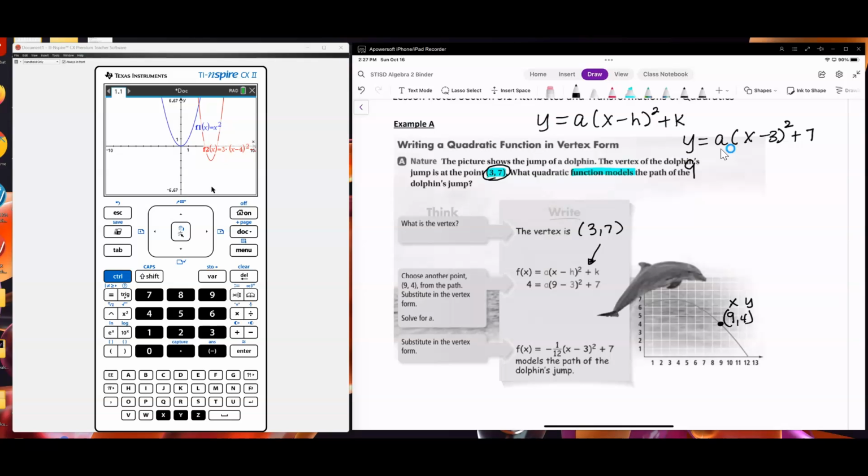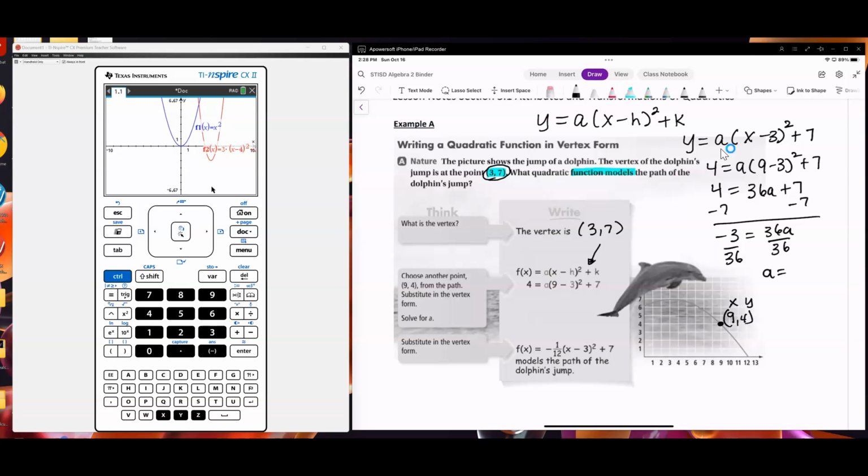So it's going to be 4 equals a(9 minus 3) squared plus 7. Now you notice that a is the only thing missing, the variable a. So we have 4 equals a times (9 minus 3, which is 6) squared. 6 squared is 36, so 36a, plus 7. We're going to subtract 7, so you have negative 3 equals 36a, divided by 36.